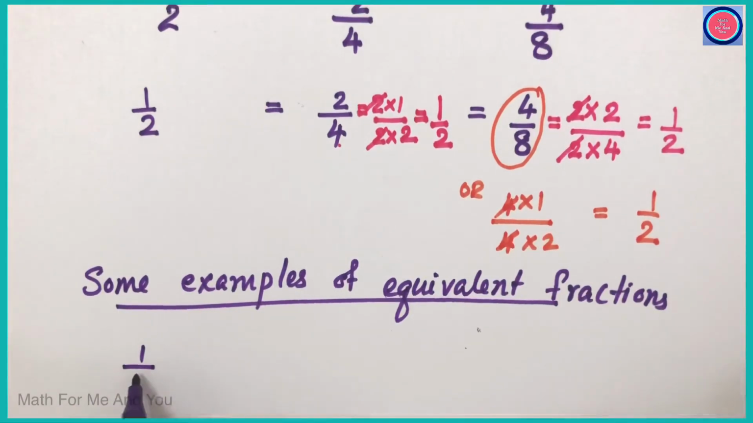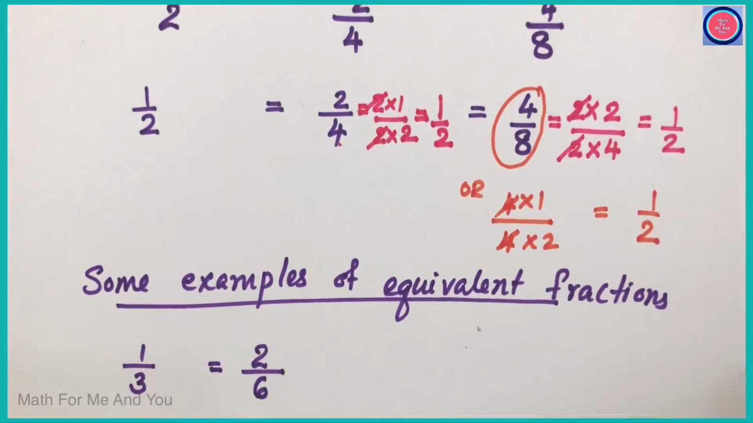Now we can practice with more examples. Consider the fraction 1 over 3. We can write its equivalent fractions. What do we have to do? Multiply the numerator and denominator by the same number. See here, we write 2 over 6. How do we get 2 over 6? From the fraction 1 over 3, we multiply the numerator and denominator by 2. 1 times 2 equals 2, that is the numerator. 3 times 2 equals 6, that is the denominator.